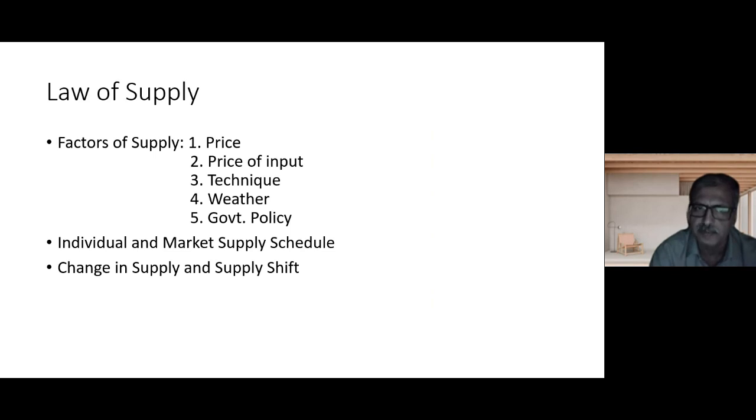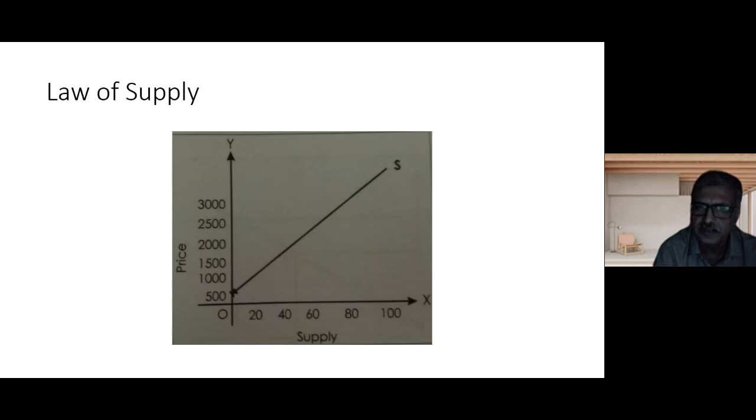One is change in supply and the other one is shift in supply. So what is change in supply? Suppose at different prices, as you can see from this graph, at 500 the producer wants to sell about 5 or 10 units, at 1000 rupees he wants to sell 20 units, right, at 1500 about 30 units, and so on.